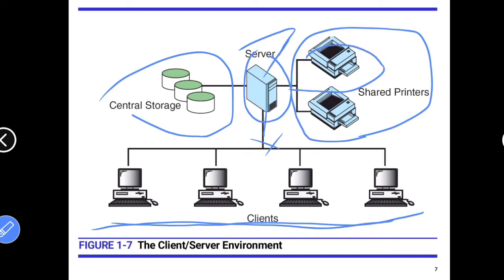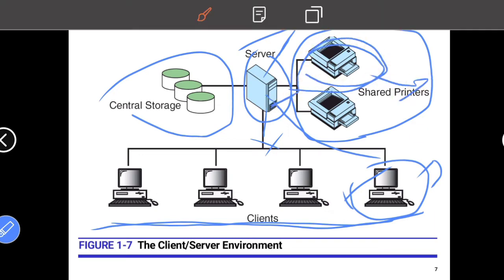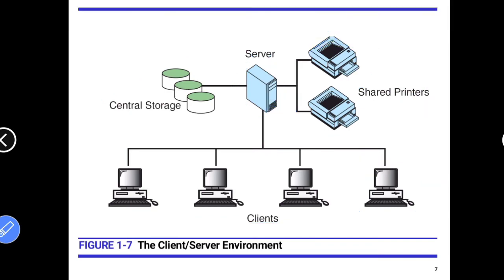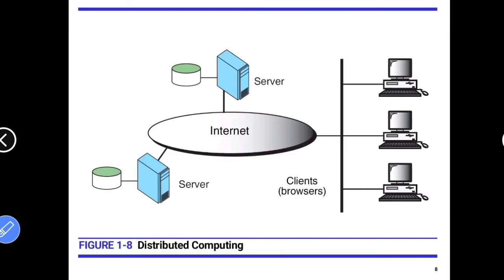You go to your terminal, and if you want to print something, you access the server and hit the print command. The server sends the command to the printer that this file needs to be printed, and you take it. So this is the basic structure of the client-server environment. Now comes distributed computing.